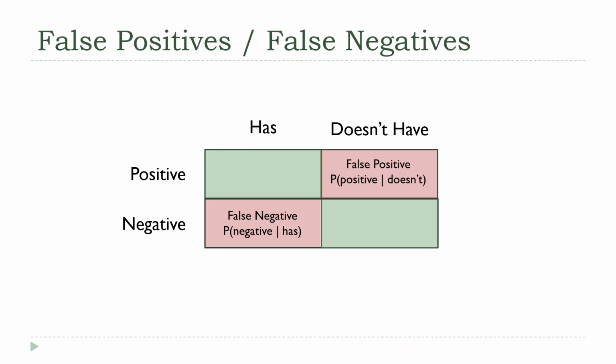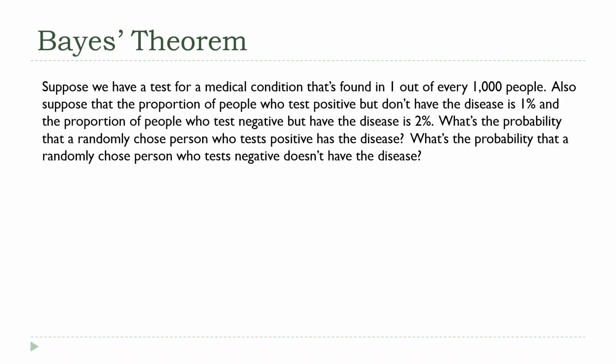Okay, so let's look at a practical situation where we can use Bayes' theorem and conditional probabilities to analyze the likelihood of some of these situations. I've got a question here for us, and it's a little busy, so if you want to pause and read this through, that's great. What we have is a test for a medical condition that's pretty rare, only occurring in 1 out of 10,000 people.